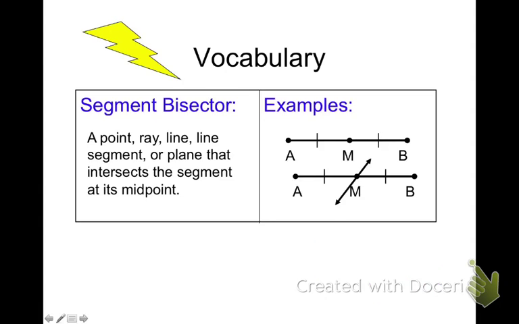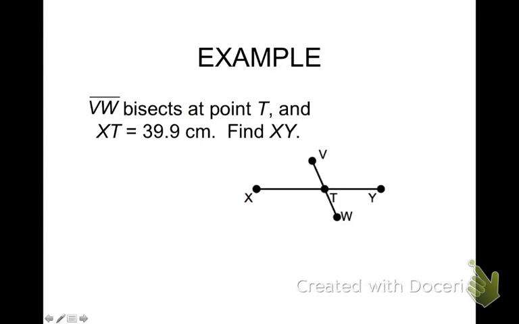All right, so first example. What do we have happening here? It says line segment VW bisects at point T. Again, that should be shifted over a little bit. And it's telling me that, what does it mean, XT with no symbol above it? What does this mean with no symbol above it? The length, right? The distance between X and T. So the distance between X and T is 39.9.